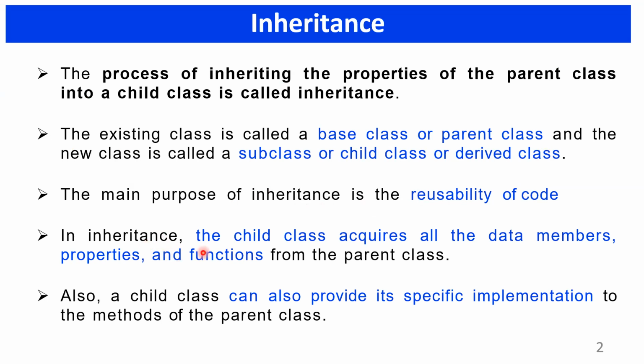In inheritance, the child class acquires all the data members, properties, and functions from the parent class. A child class can also provide its specific implementation of the methods of the parent class. So basically, the child class inherits the attributes and the methods from the parent class, and it can also modify the implementation of the inherited functions.